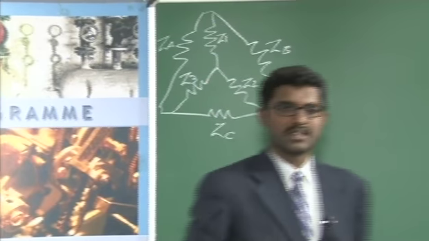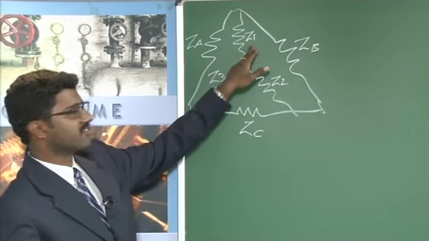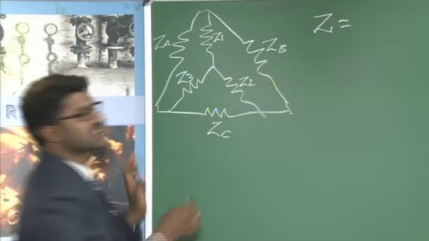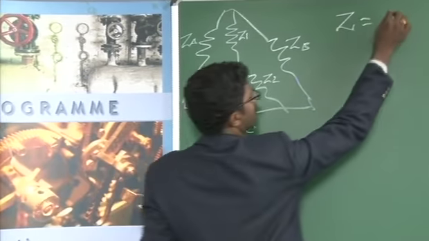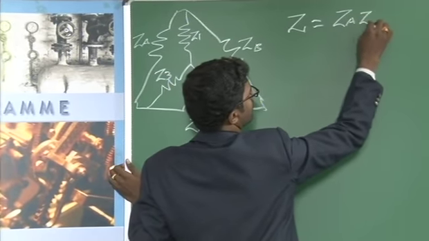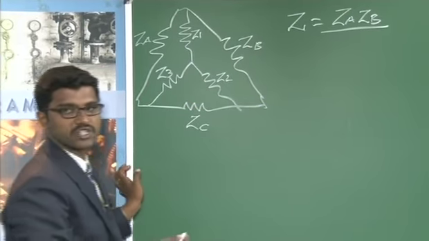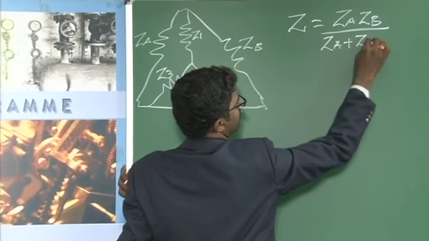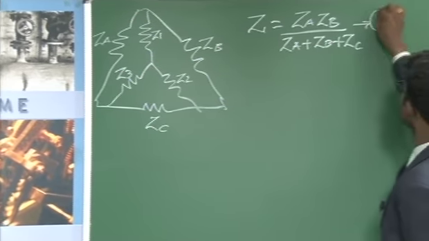Yesterday we derived how to convert a delta network into a star network. In the star network the element is Z1. If you want to determine Z1, the elements connected to Z1 are ZA and ZB. So it will be equal to ZA into ZB divided by the summation of all the impedances, that is ZA plus ZB plus ZC. I call this equation 1.